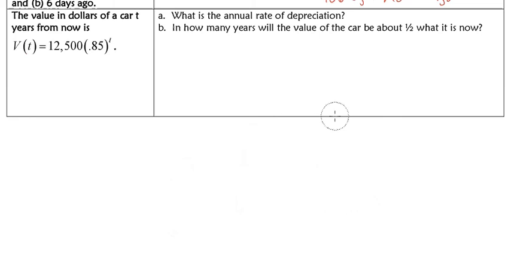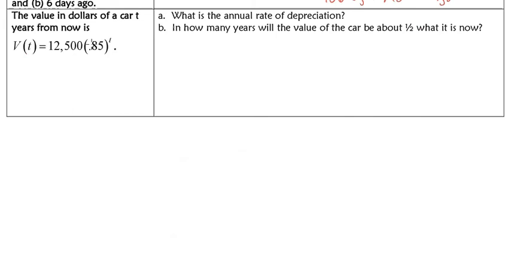All right, here we go. The value in dollars of a car t years from now is the function value of time. Value as a function of time is equal to 12,500 times 0.85 to the t power. So t being years. And question A says, what is the annual rate of depreciation?